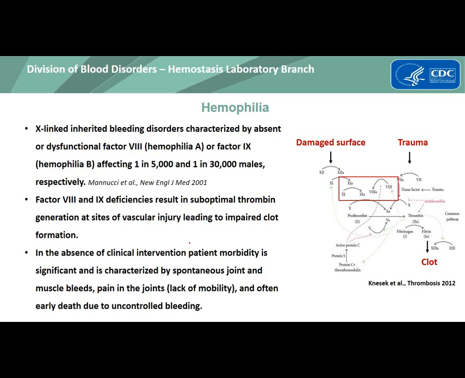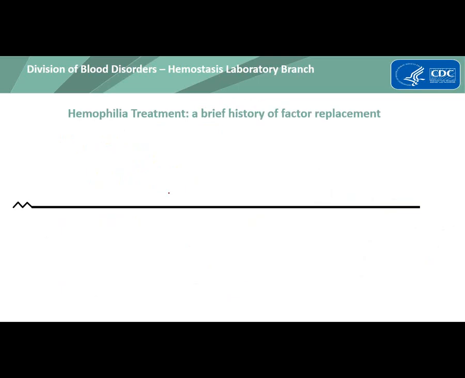Well, thankfully, there are treatments available, and I'd like to spend the next slide walking through a brief history of factor replacement for hemophilia treatment, beginning in the 1950s, when the main treatment was fresh frozen plasma. And these treatments required large volumes of plasma to stop bleeding due to the fact that factor is at very low concentration in plasma. And so these treatments took some amount of time and often required hospital admission.